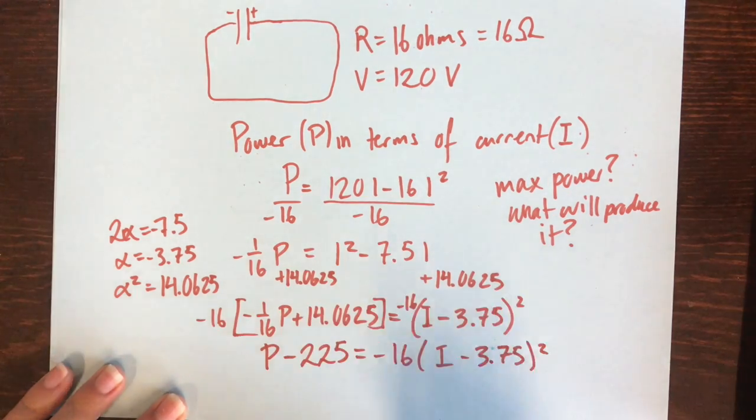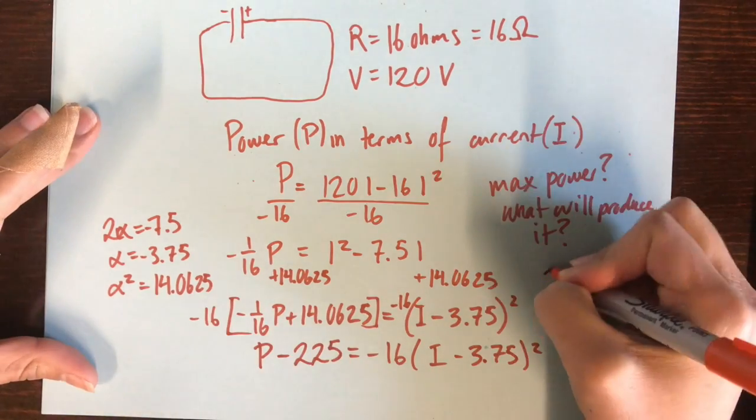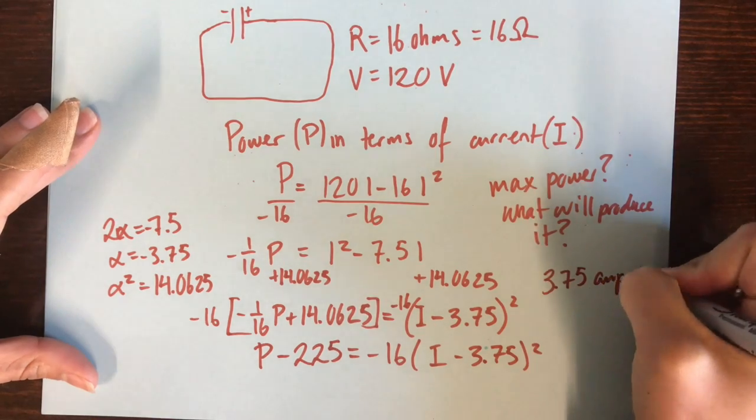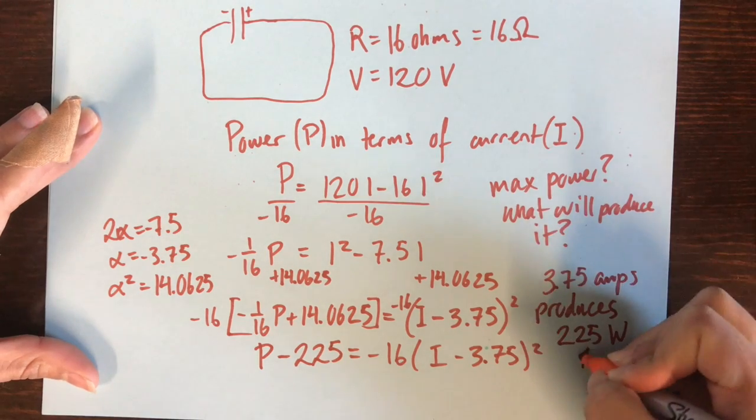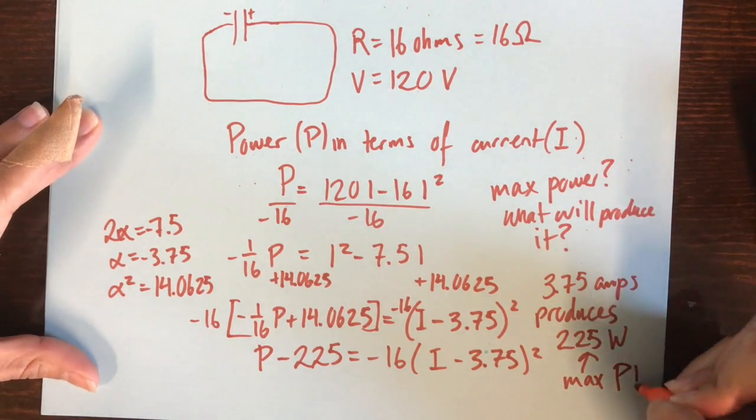So therefore the maximum power, which corresponds with the k value of the vertex, is 225 watts, and it occurs when the current is 3.75 amps. So we just get that from the vertex of our parabola.